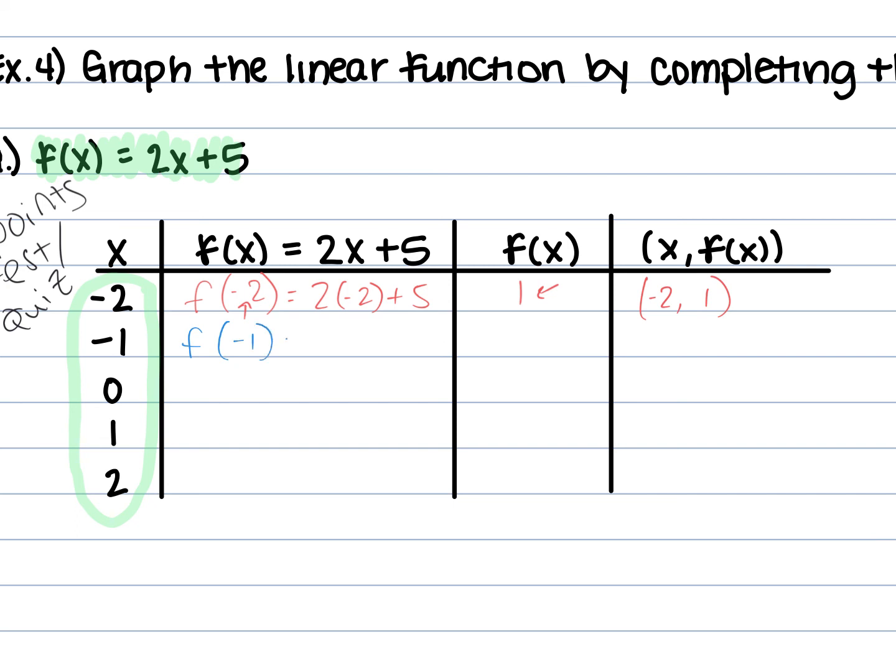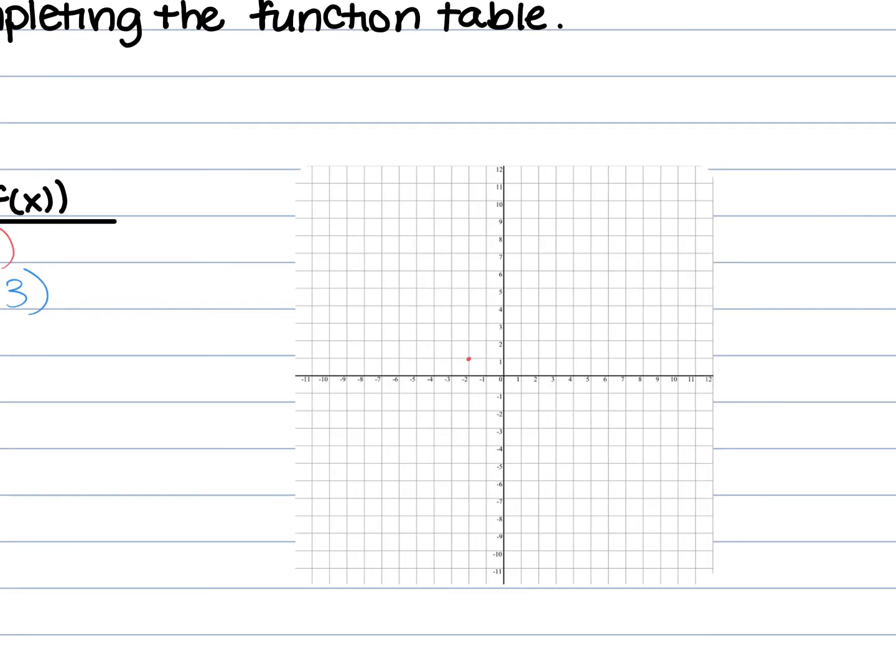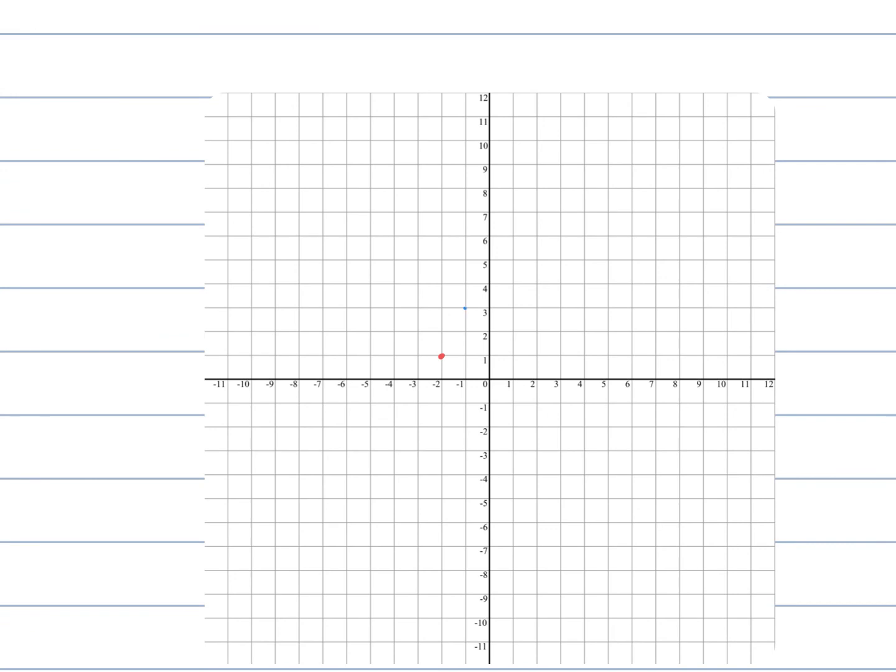So f of -1 equals 2 times -1 plus 5. 2 times -1 gives me -2. Add 5 to it. You get a +3. So my next point is -1, comma 3. Go to the left one, up 3. There's my next point.